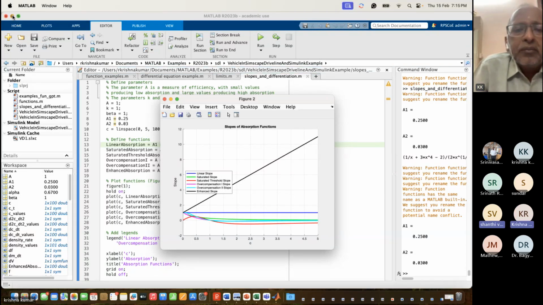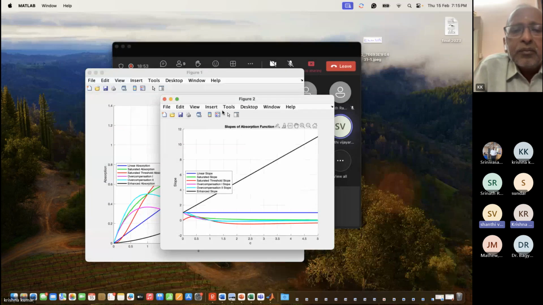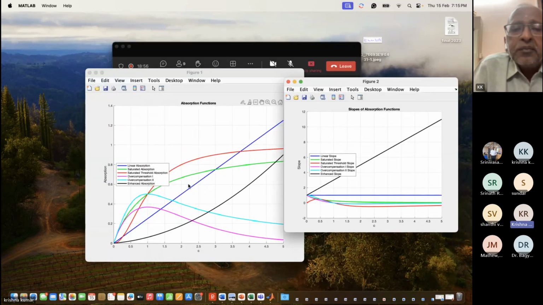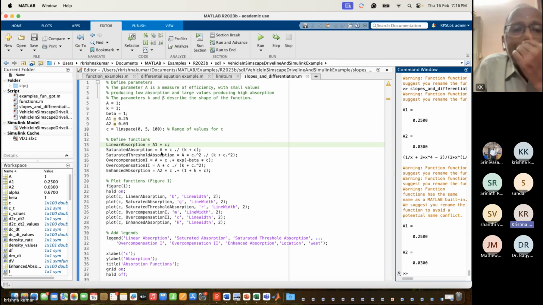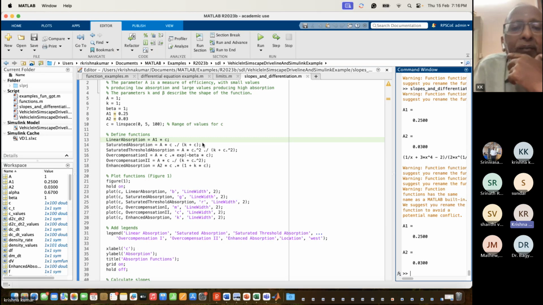Look at the curve again. Look at the curve again. Maybe I'll put down the equation: A into C divided by K plus C. How do I now understand this graph? We have done this some time back. Look at that equation, A into C by K plus C. Very famous equation. In many enzyme kinetics, all the reactions follow this equation. So how do I interpret it?